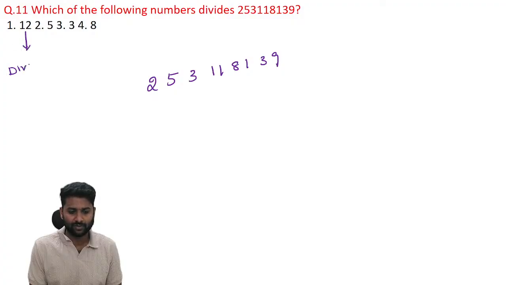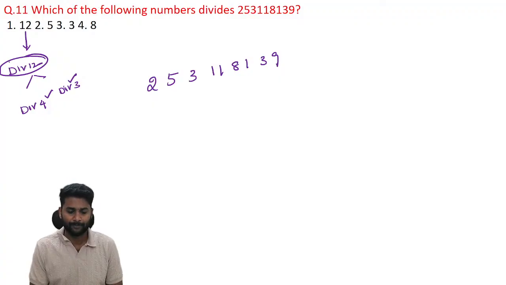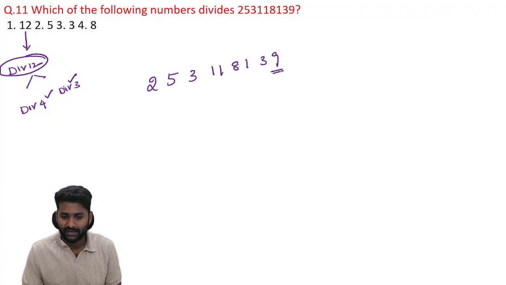Divisible by 12: if any number is divisible by 4 and divisible by 3, then only that number is divisible by 12. You never get 9 as units place in the 4 table. That's why this is not at all divisible. And divisible by 5 property says that either the units place is 0 or 5. So that's why this is a wrong answer.